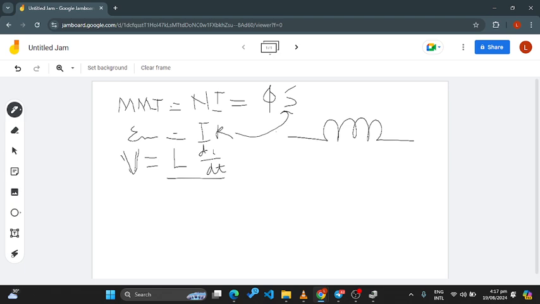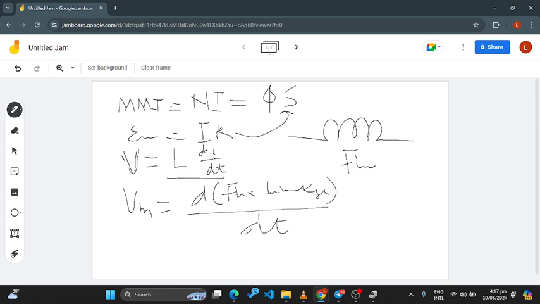Is that okay? Actually, the actual equation is that the voltage across an inductor is equal to the change in the flux linkage with respect to time. Then the question is, what is flux linkage? Flux linkage is given as the inductance of the inductor times the current flowing through it.